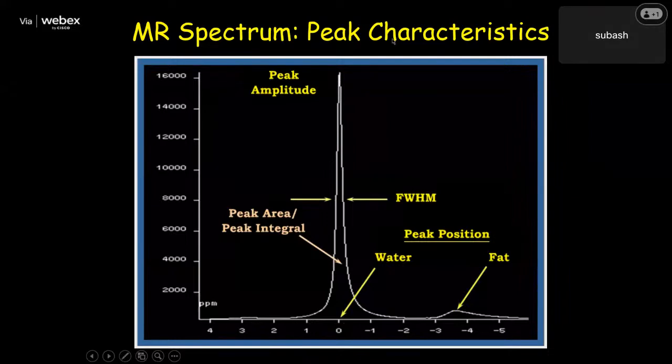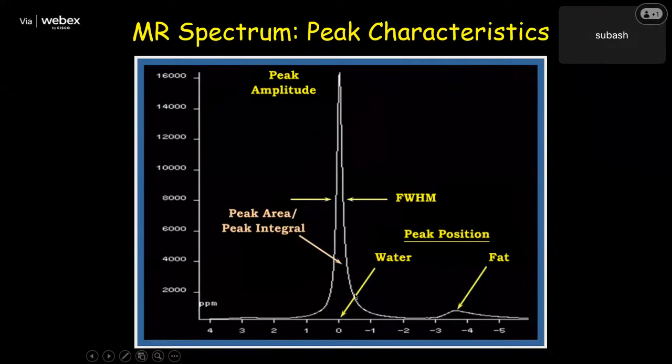If the peaks are very sharp, just like a line, then the peak amplitude will tell you about the concentration of that particular compound or metabolite. If the peak is a little broader like this, then you can find the area under this curve and find out the concentration of this particular molecule or metabolite.